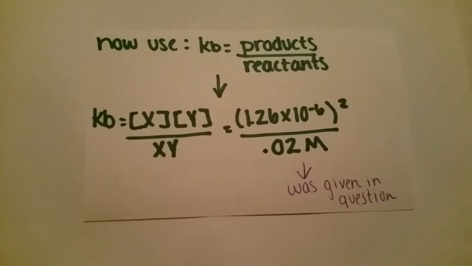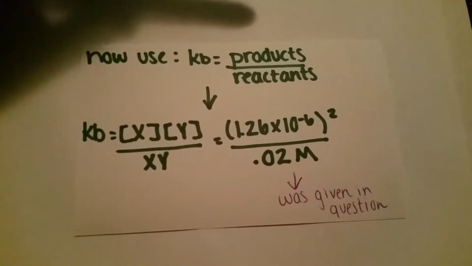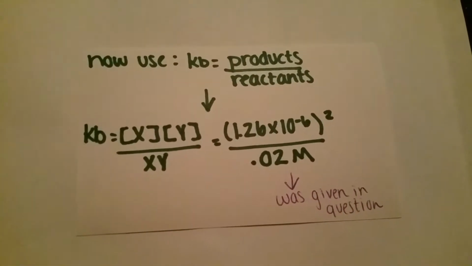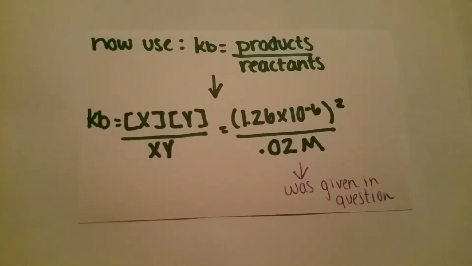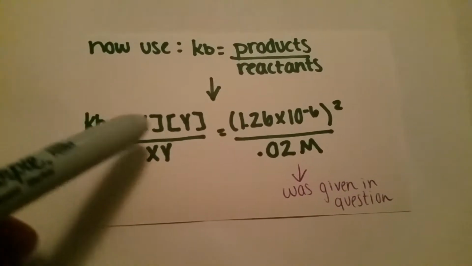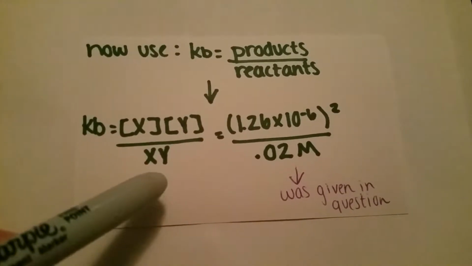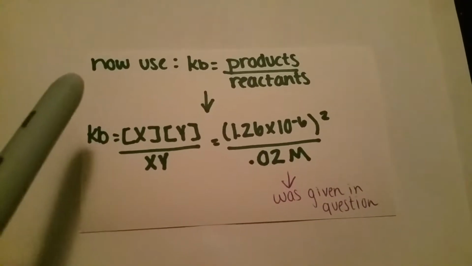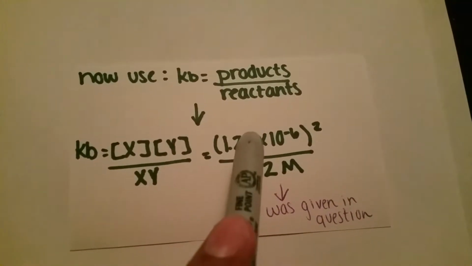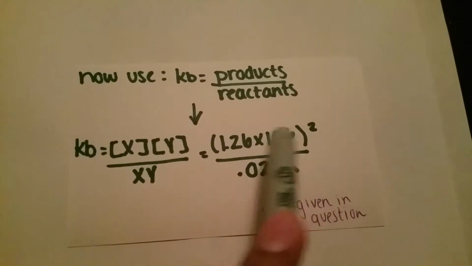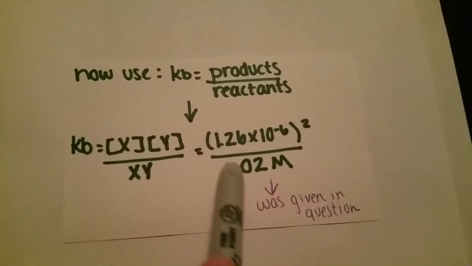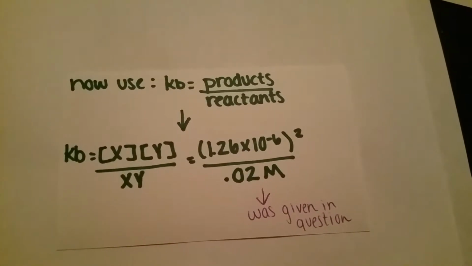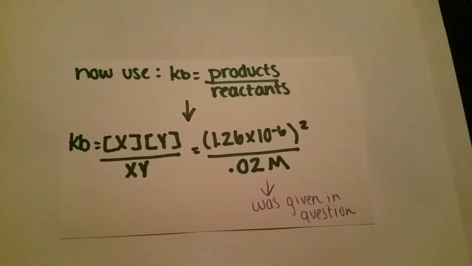Now we go back to our formula. Kb is equal to products over reactants. It is always important to remember this because when in doubt, you just plug in your values. Kb should be equal to XY over XY. So we have our products and our reactants. So we have 1.26 times 10 to the negative 6 squared over 0.02 molar. Remember that this 0.02 molar was given in the question and we solved for 1.26 times 10 to the negative 6.